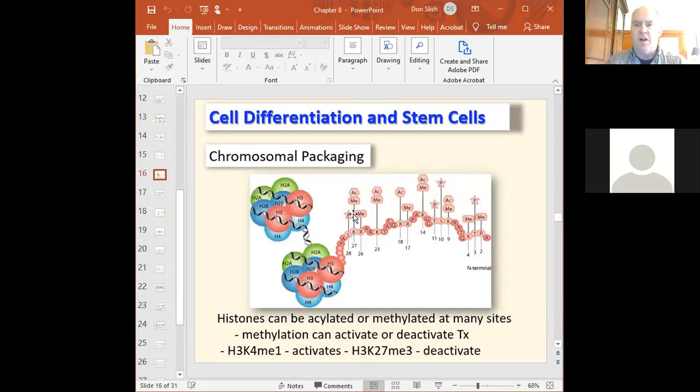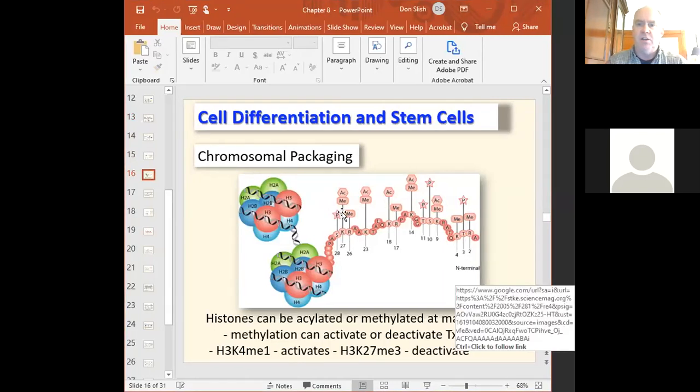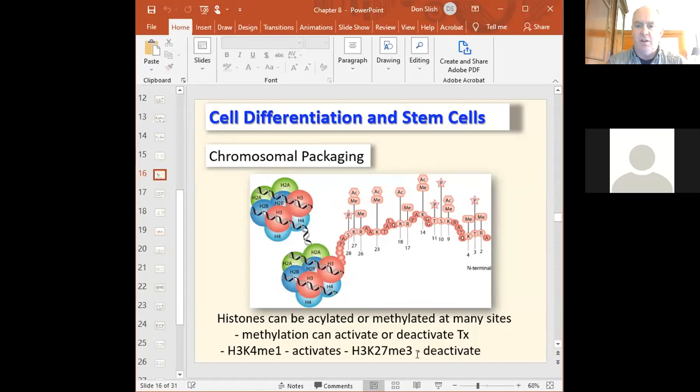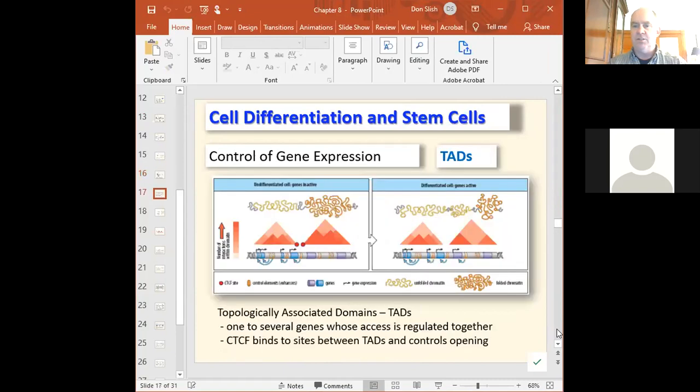So you can see there's a lot of different modification sites in the histones. And down here I talk about how this methylation on histone 3, lysine 4 with one methyl group on it versus histone 3, lysine 27 with 3 methyl groups on it. So this shuts it off, and this turns it on. So methylation can go either way.